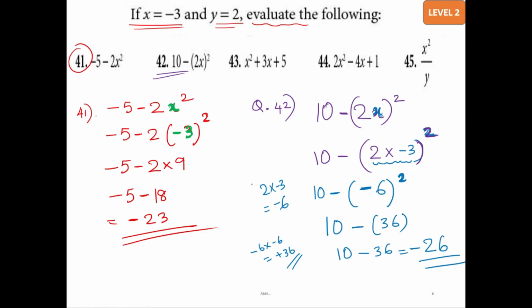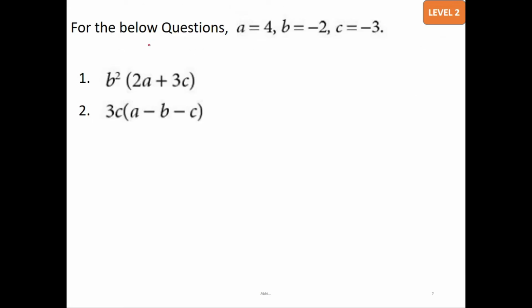Now if you're using your calculator, it's much easier, but make sure you put appropriate brackets to make your calculations error-free. Now you can try the other questions. I'll be sharing the answers here so that you can cross-check to make sure you're getting the right answers. Okay, let's go to the next level. Now we can see that for the below questions, A equals 4, B equals minus 2 and C equals minus 3.